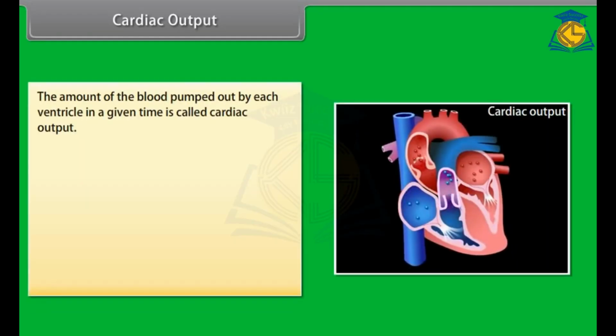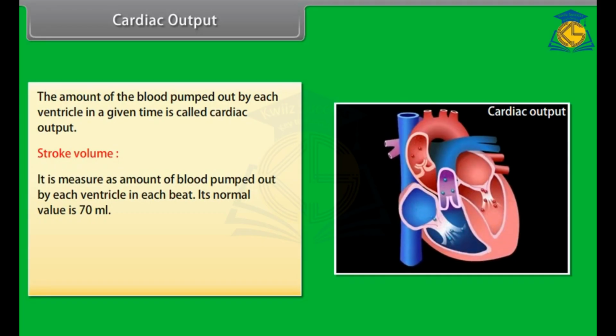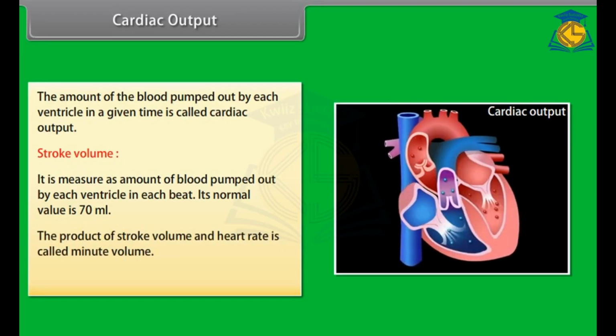Cardiac output. The amount of blood pumped out by each ventricle in a given time is called cardiac output. Stroke volume. It is measured as the amount of blood pumped out by each ventricle in each beat. Its normal value is 70 milliliters. The product of stroke volume and heart rate is called minute volume.